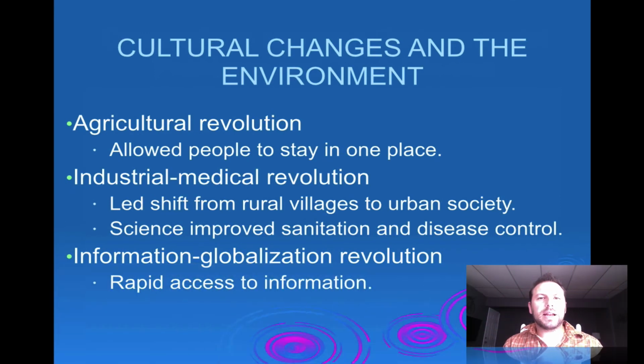We have a few changes that happened within human history. We had the agricultural revolution about 10,000 years ago, and this allowed people to stay in one place, not have to move and hunt and search for their food. It took a while before we got into the industrial medical revolution: advances in medicine that dropped our death rates, but allowed for an increase in birth rates. This is when we really start to see an increase in population. Now we're in this information globalization age or revolution, where access to information can be had within a click of a button or a mouse.